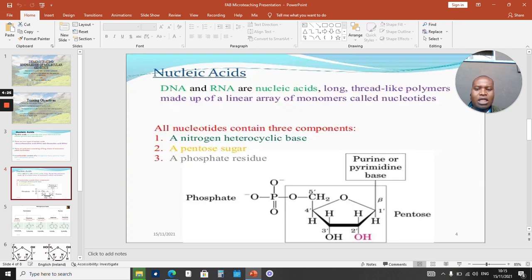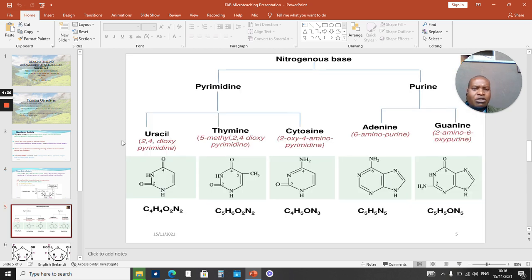Now we have 5 types of nitrogenous bases, and we have them categorized into 2 groups. The nitrogenous bases are grouped into pyrimidine and purine. And in the category of pyrimidine, we have uracil, thymine, and cytosine, and these are the 3 bases that make up the pyrimidine group. What about the purine group? Good. Very good. So we have only those two.